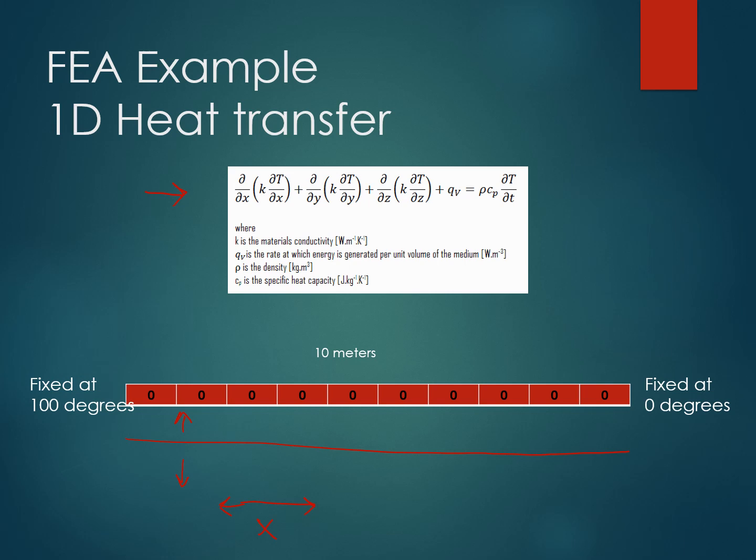So in our case, we have no change in y, we have no change in z, and our q term here, which would be energy that's generated within it, we'll set that to 0, so that cancels out. So we really just have these two terms, which is the change in temperature with the change of position in x, and K is our thermal conductivity of our wire, and that's going to be equal to density with the specific heat, and our change in temperature with change in time.